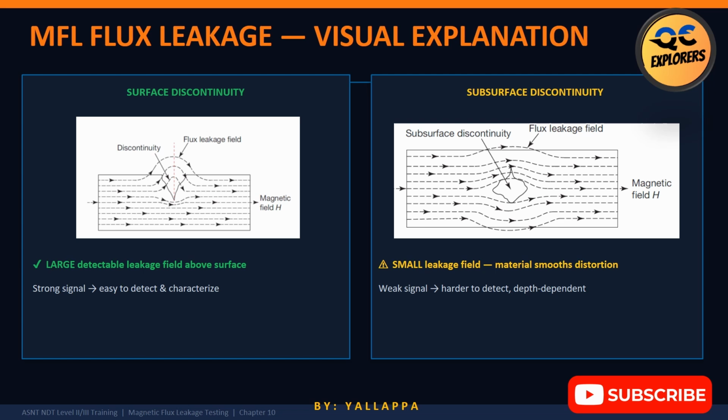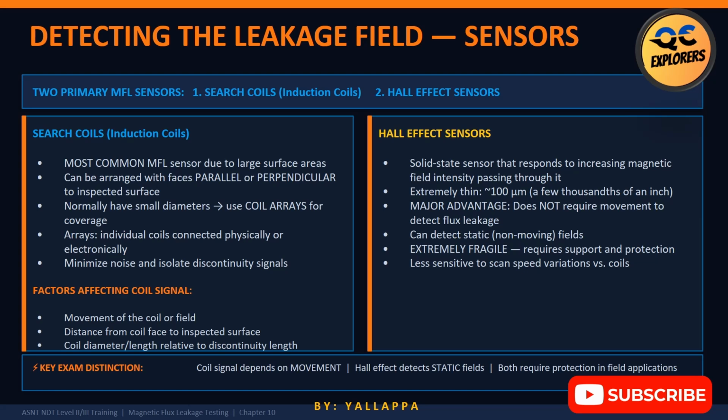We've now covered the physics. Next, we move into one of the most important exam sections. MFL sensors, search coils versus Hall effect sensors. Now we enter one of the highest scoring exam topics in MFL, sensors. Now pay very close attention here. There are two primary MFL sensors. Search coils. Hall effect sensors. This is where many inspectors get confused.